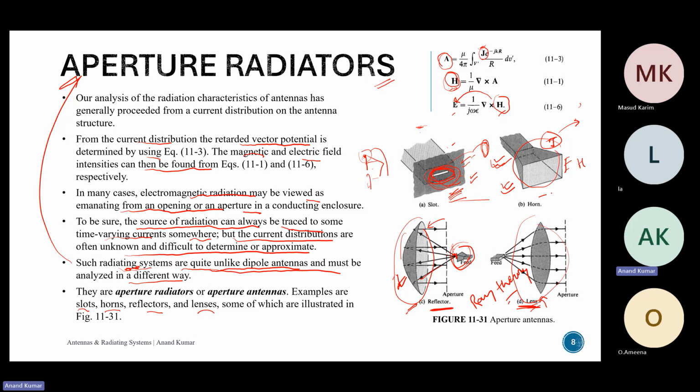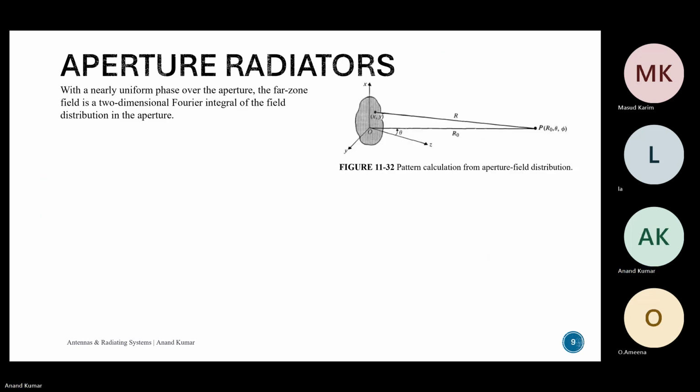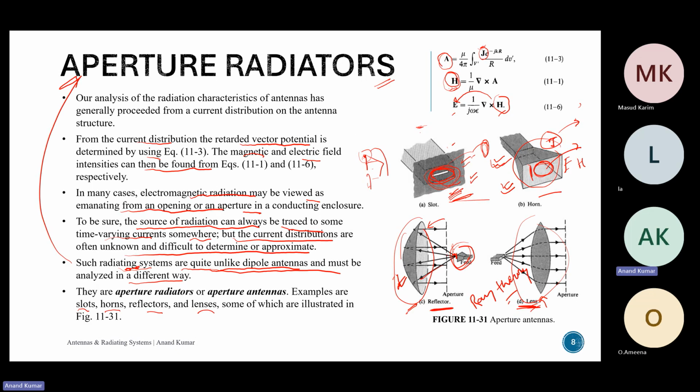And for the slot and horn antennas, what we do is we use the field distribution that is known to us on the aperture, and we do a Fourier transform to get the fields away at a farther distance. Okay. So maybe pause at this slide and let you read this if you have any questions on this, or else we'll start with deriving the far field electric field expressions for the aperture radiators.